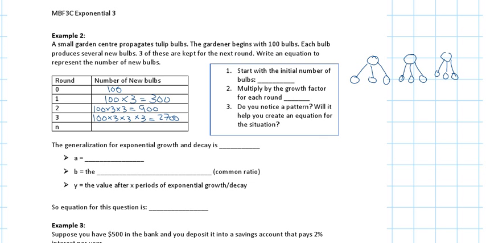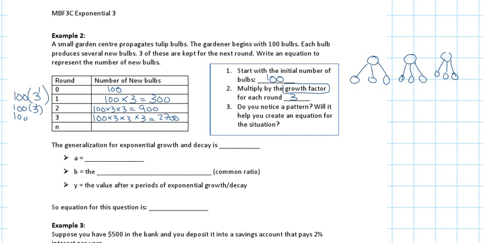So if I want to write an equation for this, first of all, I'm going to start with the initial number of bulbs, which is 100. And then what am I multiplying by every single round? By 3. So my growth factor is 3. So this is 100 times 3 to the power of 1. In the second round, it's 100 times 3 to the power of 2. In the third round, it's 100 times 3 to the power of 3.